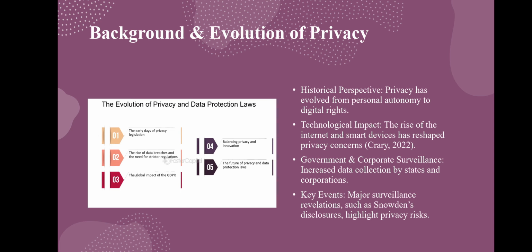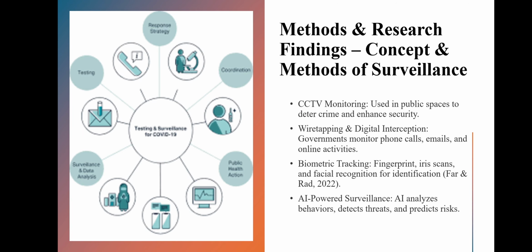The rise of the internet and smart devices has reshaped privacy concerns. And then there is a third stage when social media came. People started sharing their personal lives on websites, apps. Then government and corporate surveillance, increased data collection by states and corporations. The key events are major surveillance revelations such as Snowden's disclosure, which highlighted privacy risks. After the Ed Snowden incident, it shifted all the privacy concerns in the world, and that was a very major impact.